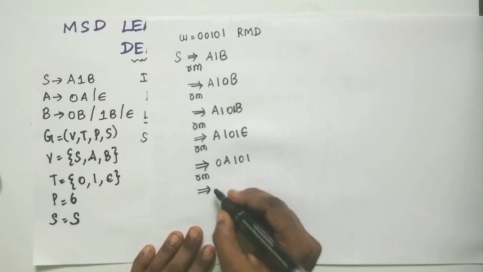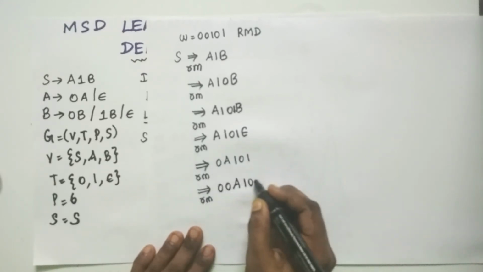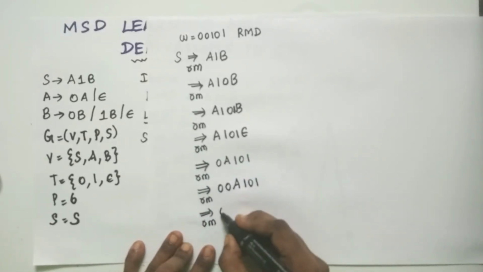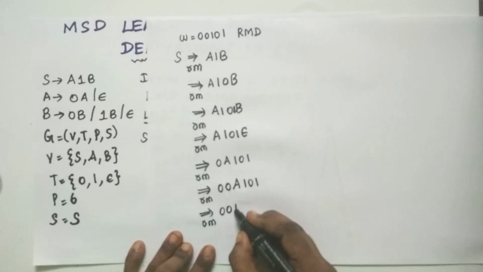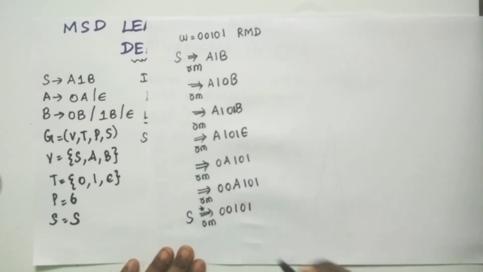Then A is the rightmost non-terminal. So it is again 0A, 1, 0, 1. Then A is the first rightmost non-terminal. So A is replaced with epsilon. So 0, 0, 1, 0, 1. So it is possible to derive the same string from the rightmost derivations also.